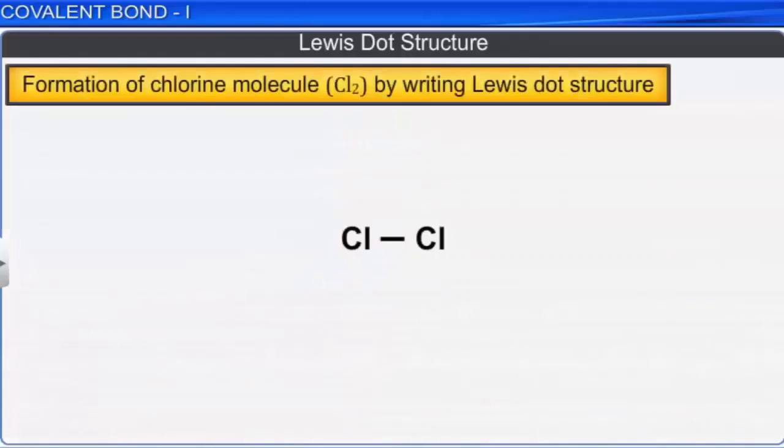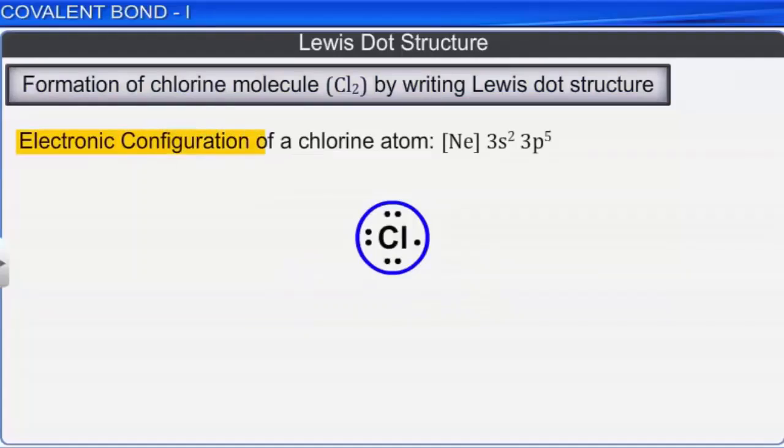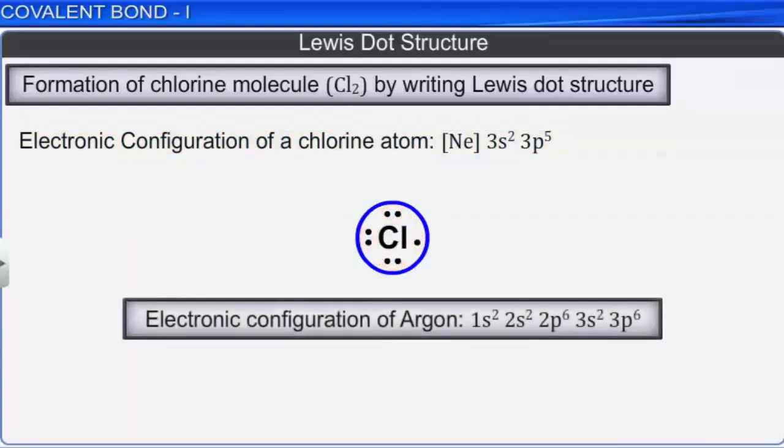Let us understand the formation of the chlorine molecule by writing the Lewis dot structure. The electronic configuration of a chlorine atom is neon 3s2 3p5. It has 7 electrons in its valence shell. Hence, it needs one more electron to attain the nearest inert gas configuration of argon.